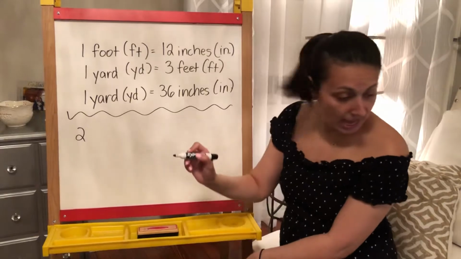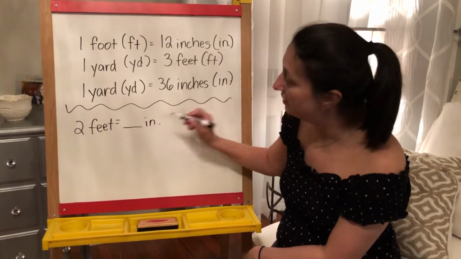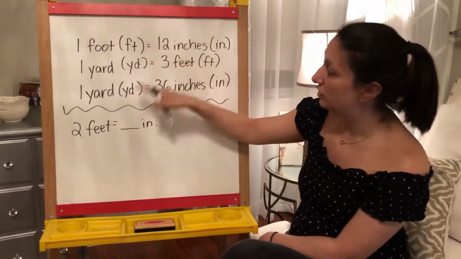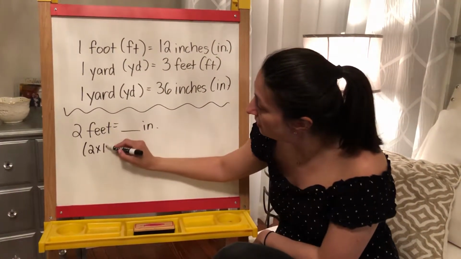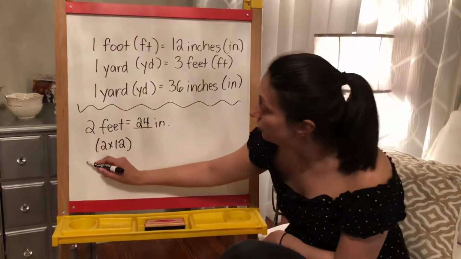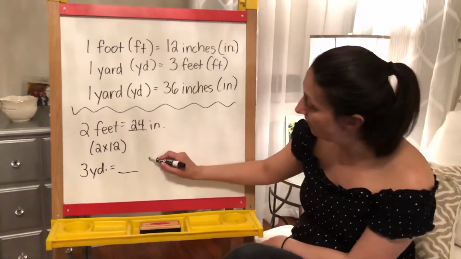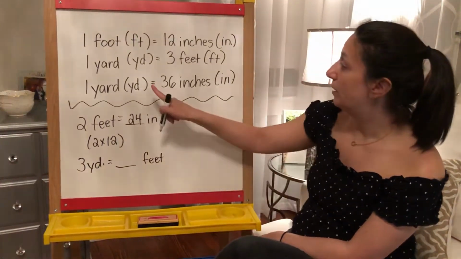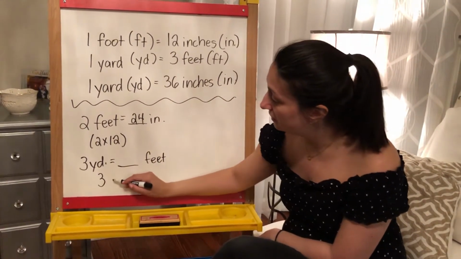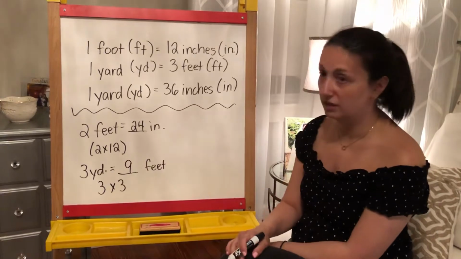So let's look at some conversions. If I had 2 feet, I need to figure out how many inches that is. 2 feet, 1 foot is 12 inches. So all I'm going to do is 2 times 12. That's 24 inches. Let's do 3 yards is equal to how many feet? Well, 1 yard is 3 feet. So 3 yards times 3 feet per yard. 3 times 3 is 9. 3 yards is equal to 9 feet.